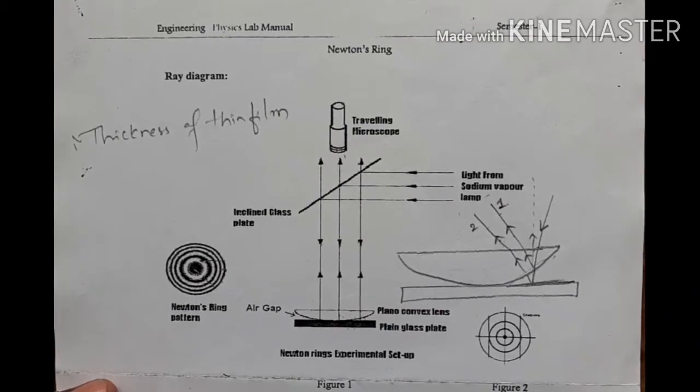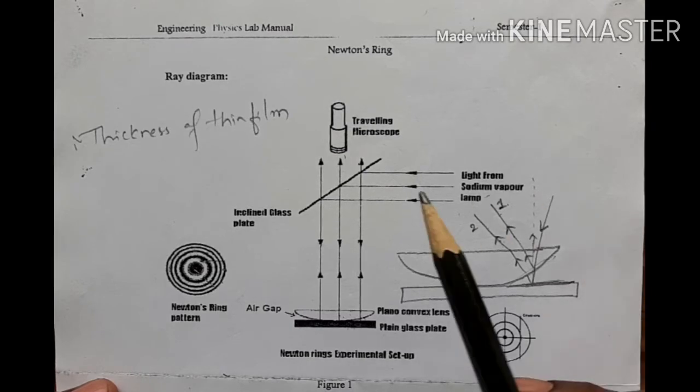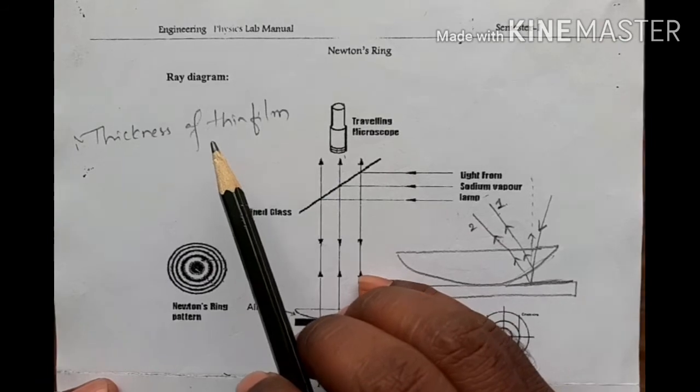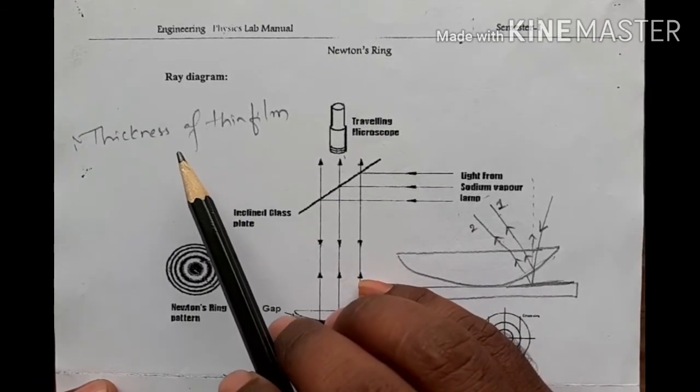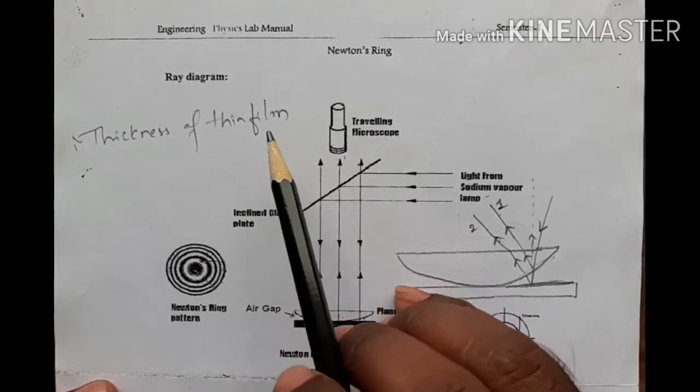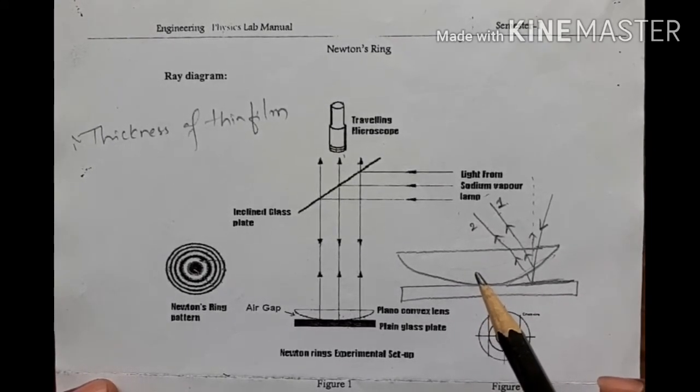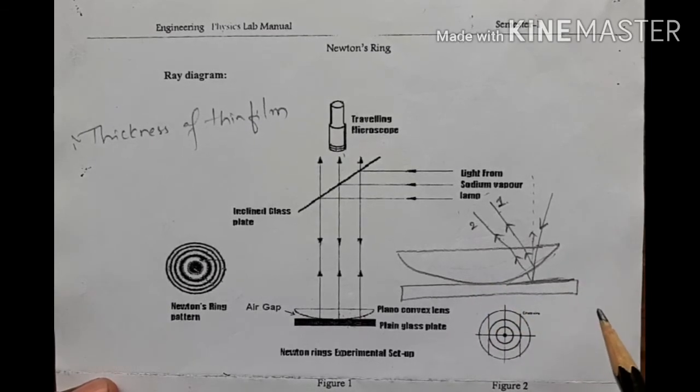The applications of the Newton's ring experiment are, as we have found now, we can find out the radius of curvature of a convex lens, and we can find out the thickness of thin films. Nowadays we have thin films on glass plates and on spectacles. So we can find the thickness of thin films, and we can find out the oil spill amount in the ocean. By finding the thickness of the oil on the surface of the water, we can find out the amount of the oil spill in the ocean.